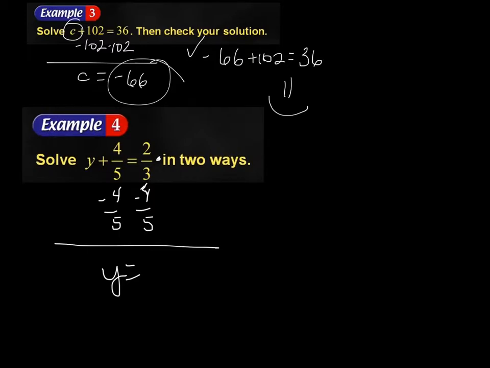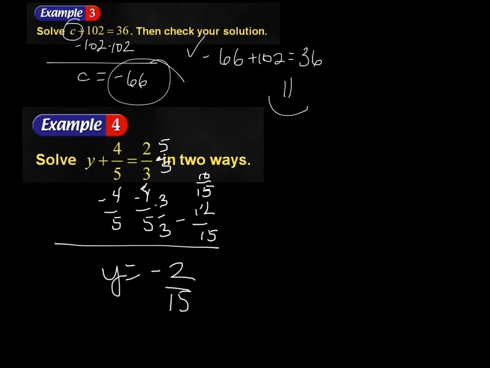So I need to take 2/3 times 5 over 5, and 4/5 times 3 over 3, and I'm going to get 10/15 and 12/15. Okay, so 10/15 minus 12/15 is going to be negative 2/15, which I don't have to worry about reducing.